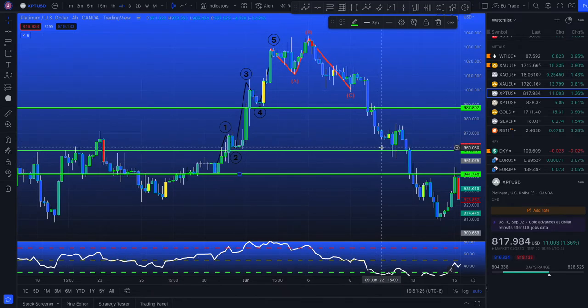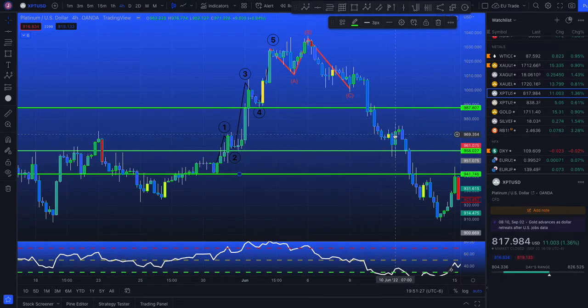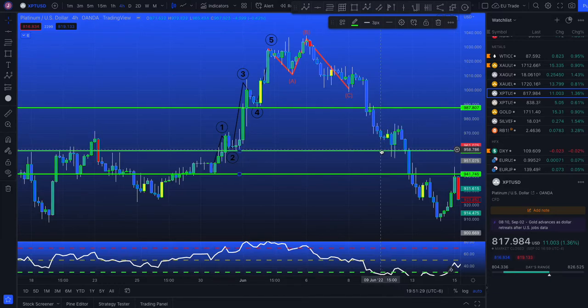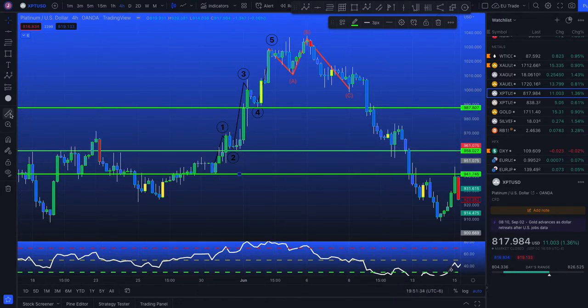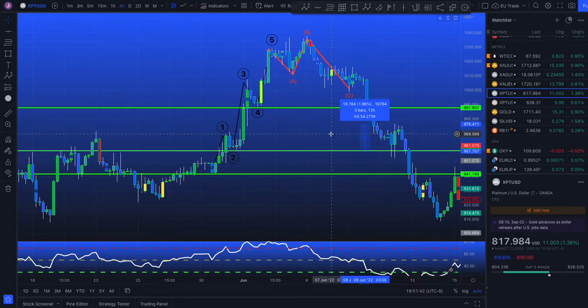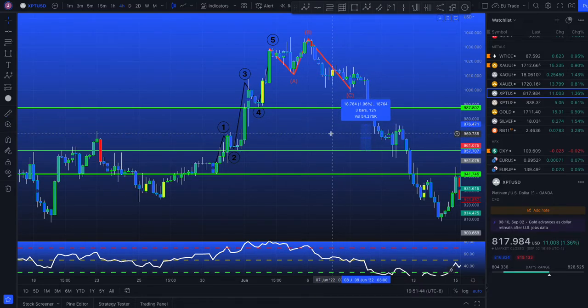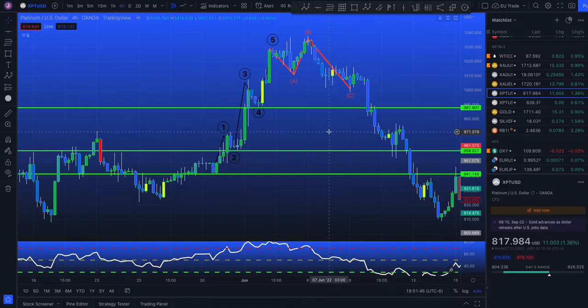So we respected 2. Is this a buy opportunity? I guess maybe. If you wanted to catch that, you would have got some pips off that. I don't blindly trade like that, but you would have got some pips off that. What'd you get? 18 pips off that. This is actually platinum, so that was 180 pips. That's good money. All right, so let's go.